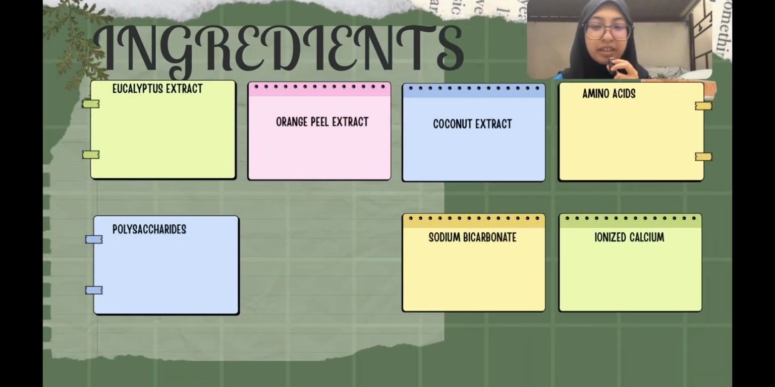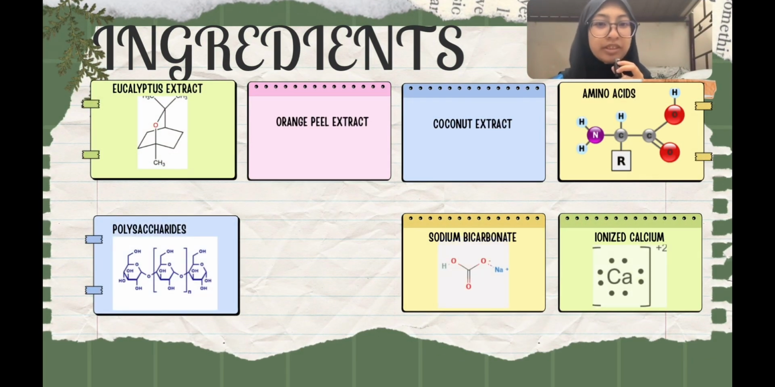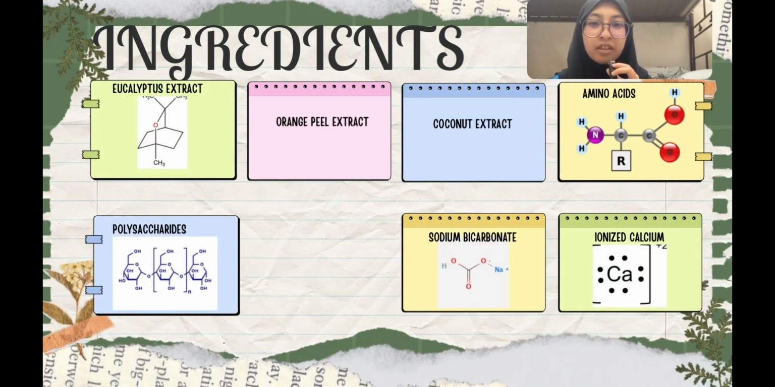The product is made from natural ingredients which is marketed as an organic nutrient solution. The main ingredients are first eucalyptus extract, orange peel extract, coconut extract, amino acid, and polysaccharide. The product also has two inorganic ingredients which are baking soda and ionized calcium.